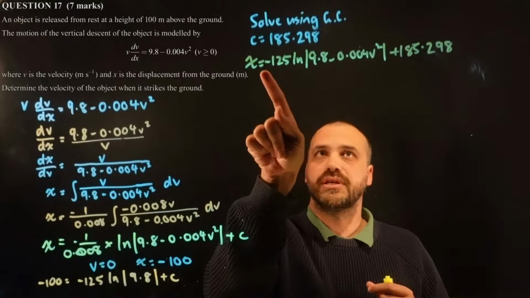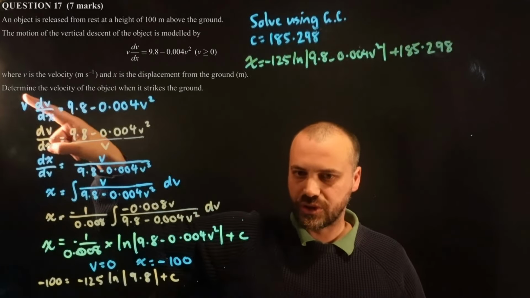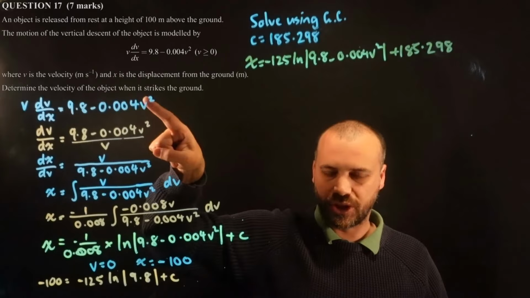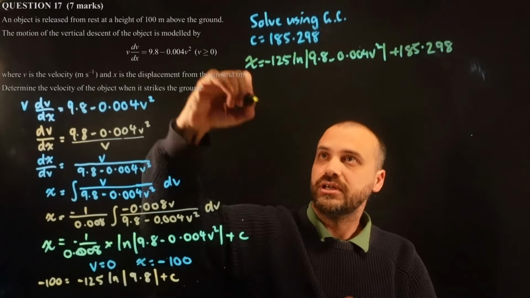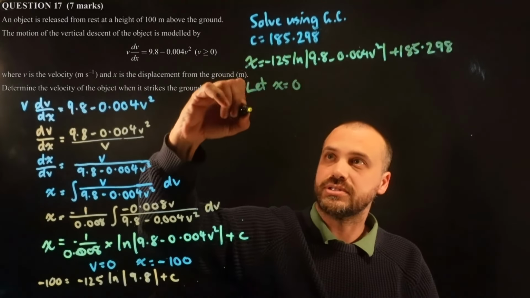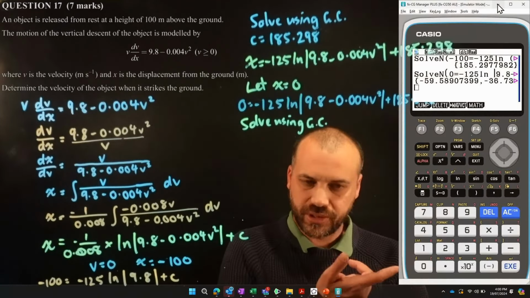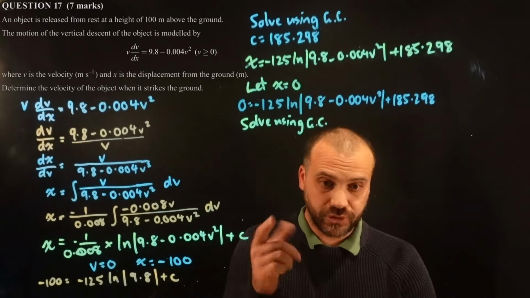Okay. What have we got? We've got displacement equals some function of velocity here, and then we're told to determine the velocity of the object when it strikes the ground. So striking the ground, let x equal 0. So 0 equals this equation. All right, so I have put it into my calculator. This question is full of surprises.